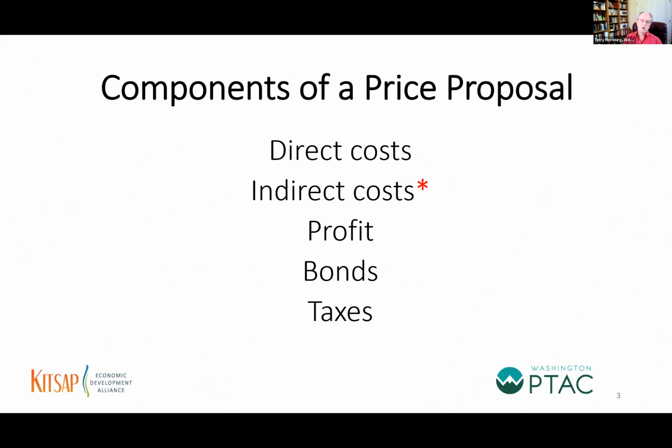All right, the components of a price proposal. You have direct costs, indirect costs, profit, bonds and insurance, and taxes. Now, throughout the PowerPoint presentation, you'll see some red asterisks. What I've been doing in recent classes is identifying those subjects for which we have another specific class. And in this case, we have a class dedicated to indirect costs. So you'll see that throughout the PowerPoint presentation today.